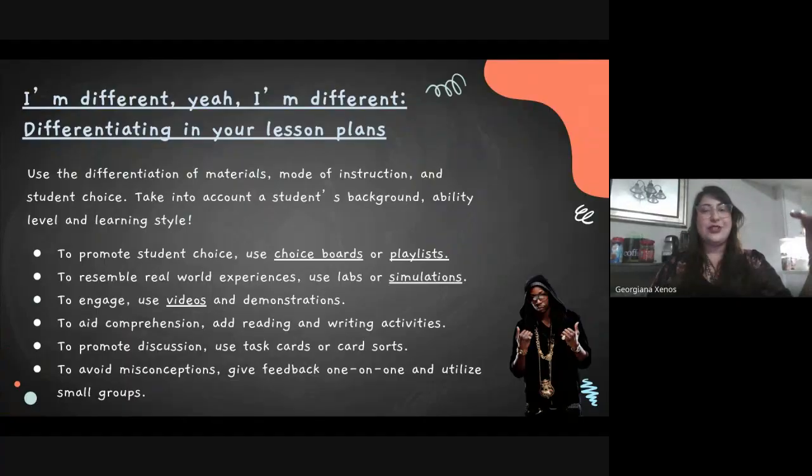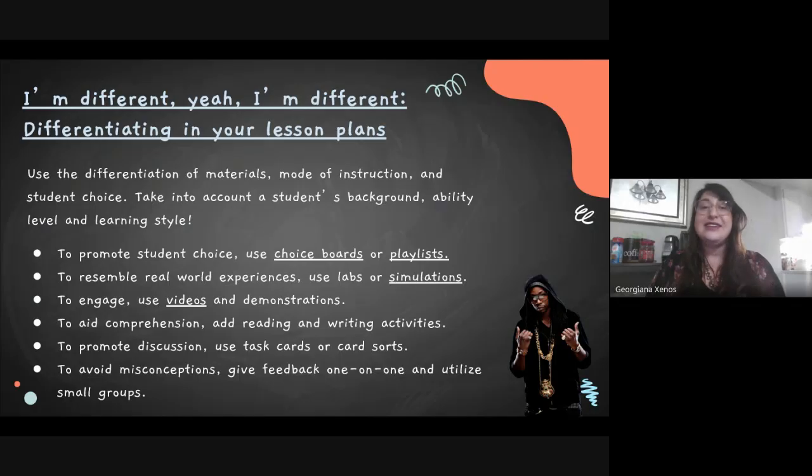And so again, this goes a little bit more into depth, but we have to remember we're all different. And so to promote student choice, you could even use choice boards and playlists. For real world experiences, you can use labs and simulations. And no, it's not just for science. Using videos and demonstrations can also help. Using card sorts, task cards, reading and writing activities. Really, there is no limit to what you're able to do, especially if it's interdisciplinary learning. That's going to make it very concrete for these students.